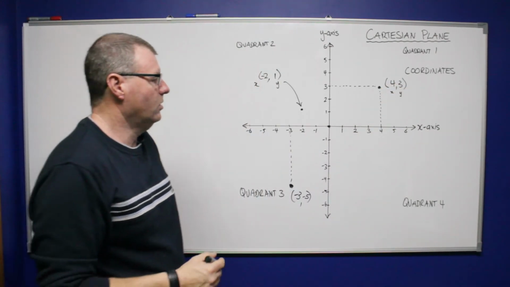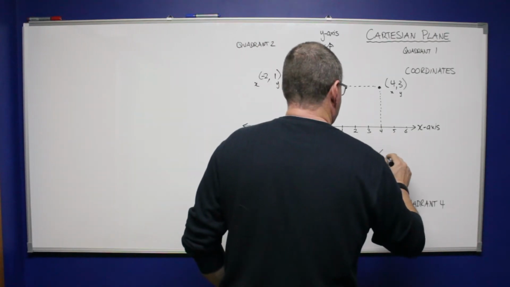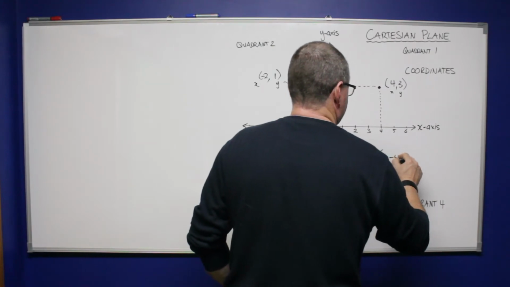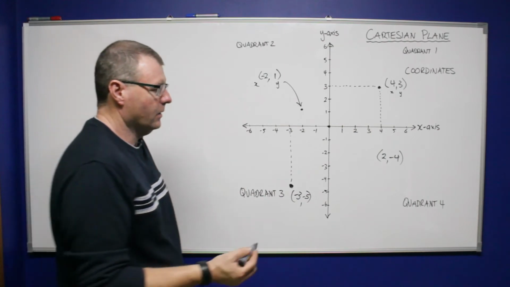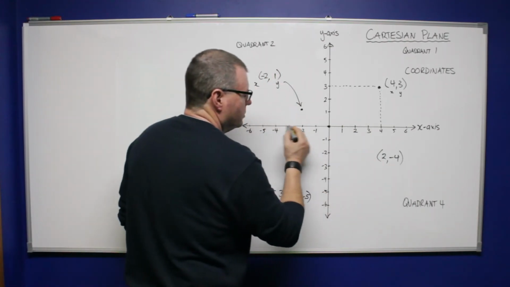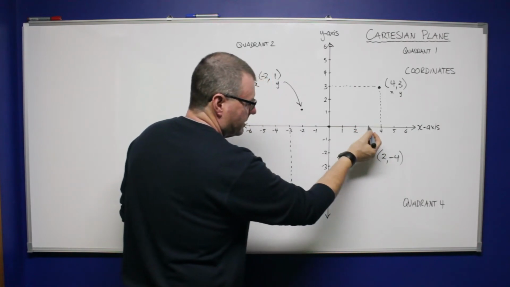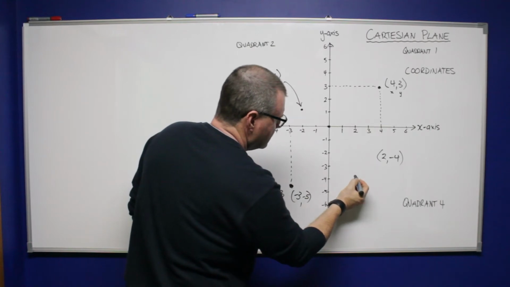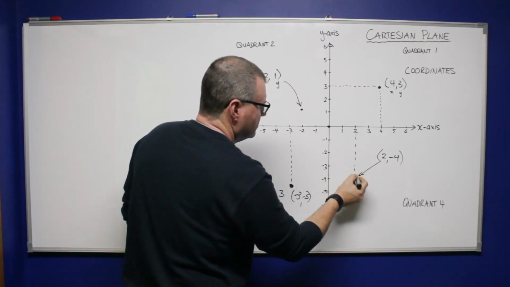Okay, let's do one more. Let's find the coordinate (-2, -4). What if we wanted to find that coordinate? I go across till I get to the -2 first of all, so that's here, and then I'm going -4, so I'm going to be going down this direction 4 places until I get to that point right there. And I can see that lines up with -2 and -4.